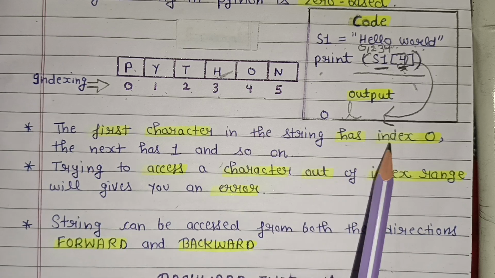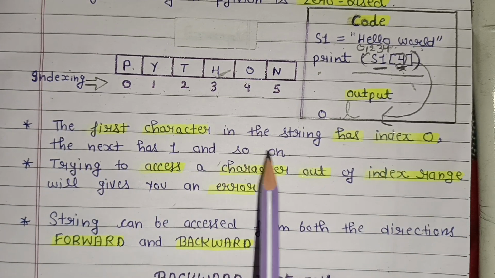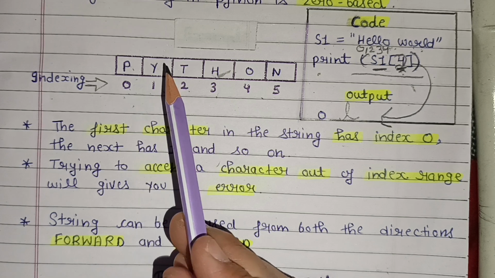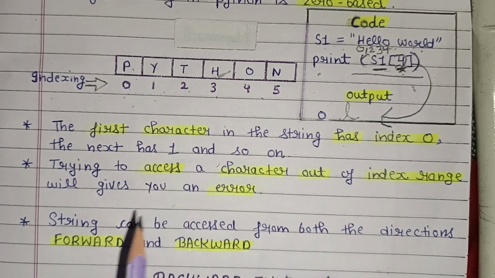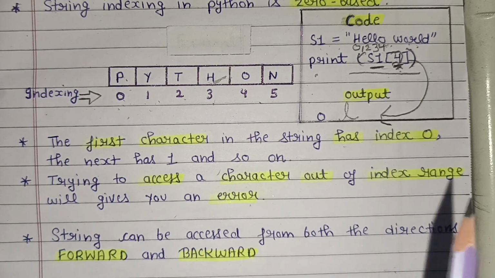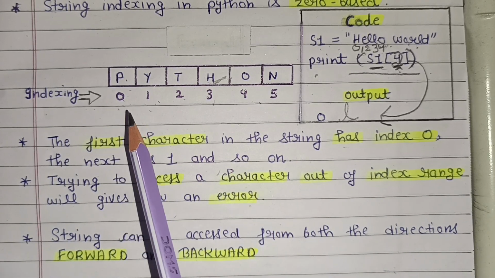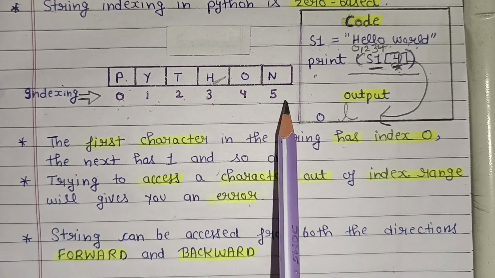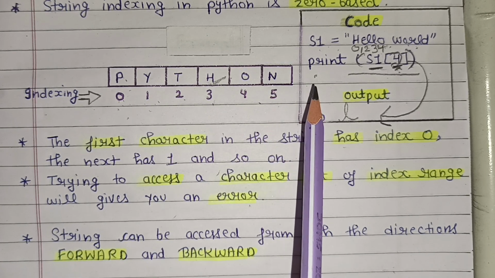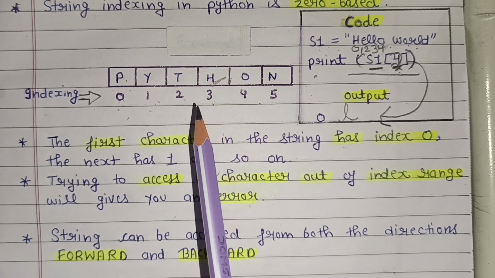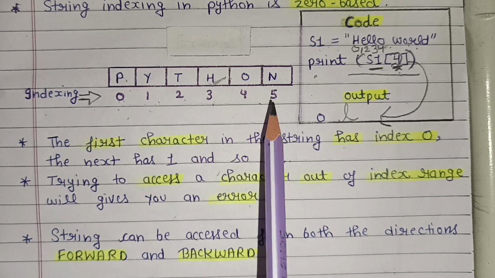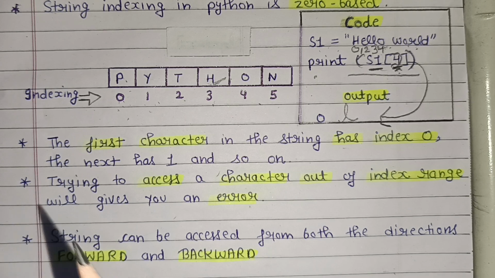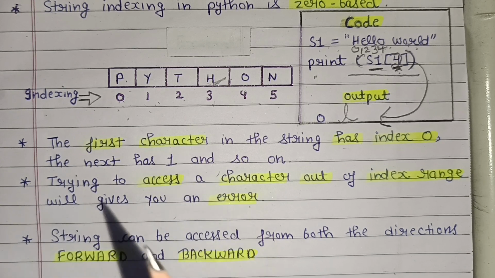Now the first character in the string has index 0, the next has index 1, and so on. See, this is the string, and the first character has index 0, and the next character has index value 1, and so on. Okay, trying to access a character out of index range will give you an error. Now see, here I have a string whose index range starts from 0 to 5. Now if you try to access the index value 6, then you will get an error. Why? Because we have an index range from 0 to 5. We don't have an index value 6. You are trying to access a character out of the index range. That's why you will get an error.